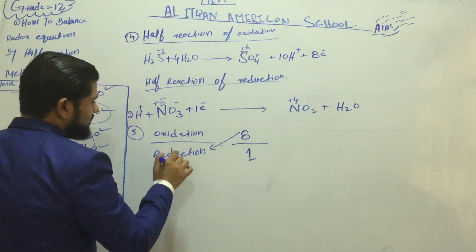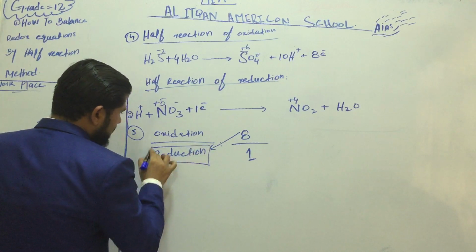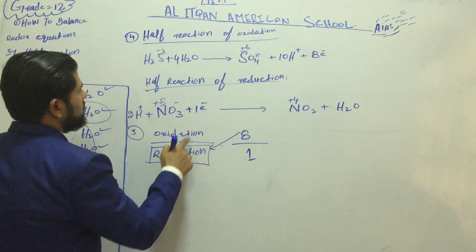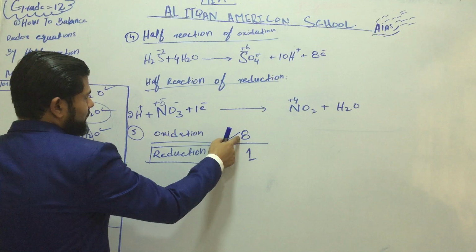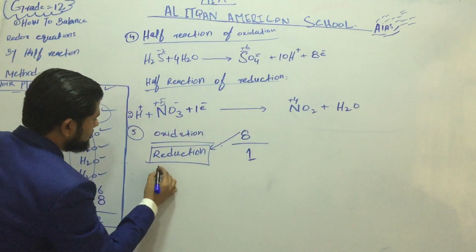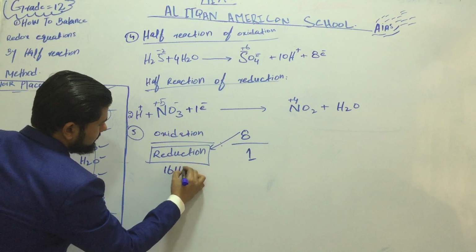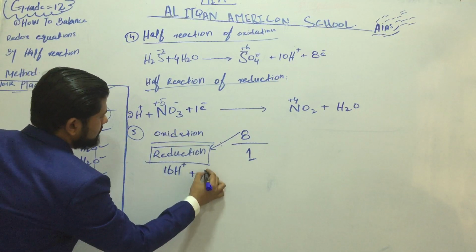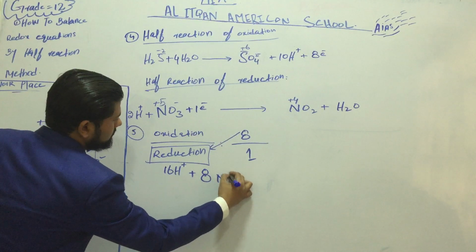So I will just multiply directly this reduction equation with 8. I'm going to multiply this equation with 8. 8 times 2 is 16. Yes, 8 NO3.